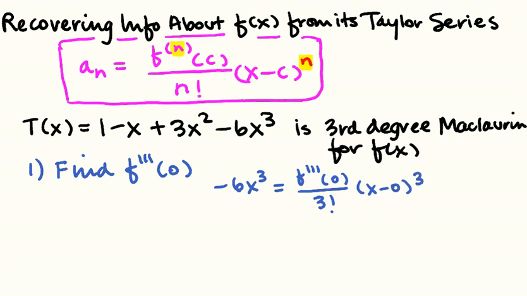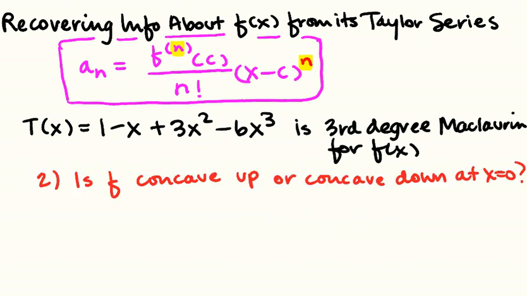Well, I've got these x to the thirds on both sides, so obviously the x to the third is not contributing to my derivative. I already know that based on how the Taylor series is cooked up. So that means that f triple prime of 0 has to be equal to negative 6 multiplied by 3 factorial. There will be plenty of practice on this on the homework and stuff.